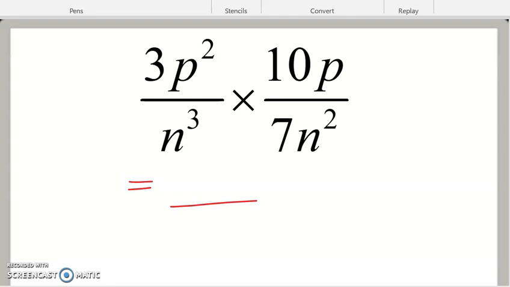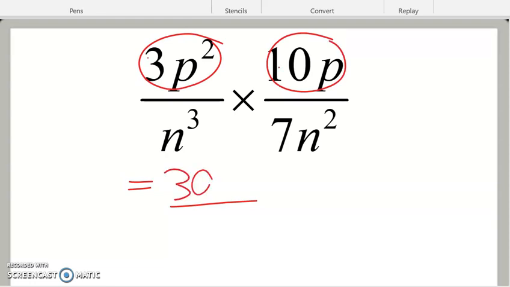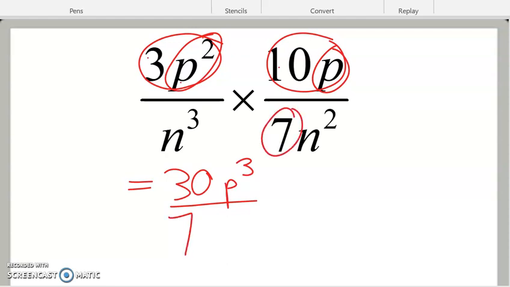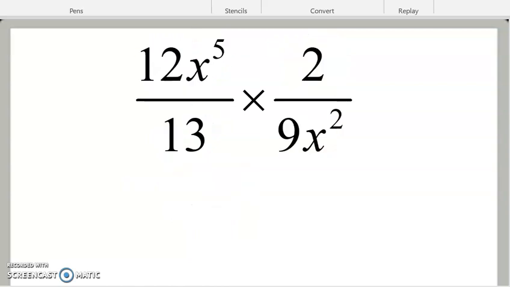So what I can do, when there's no common factors, we are allowed to multiply horizontally. So 3 times 10 will give me 30. And p squared times p, well, that's a string of 2. And another string added to my string makes it p cubed. On the bottom, I've got a 7 as my coefficient. And n cubed times n squared, well, that becomes a string of 5. And if nothing can cancel like we saw before, that is the end of your question.